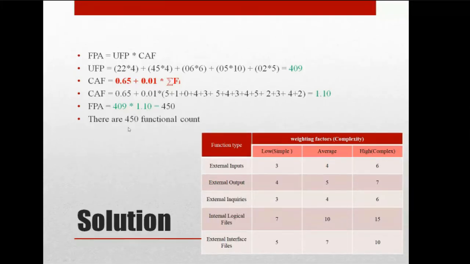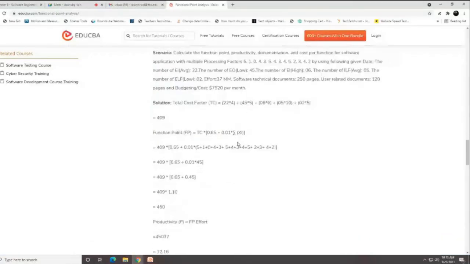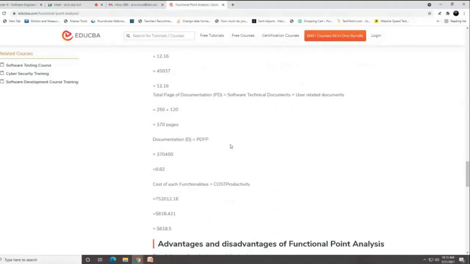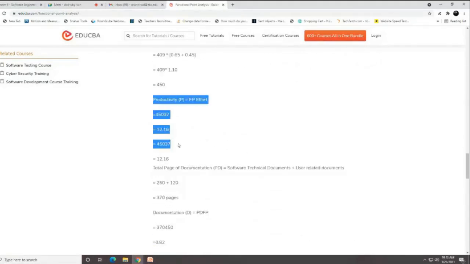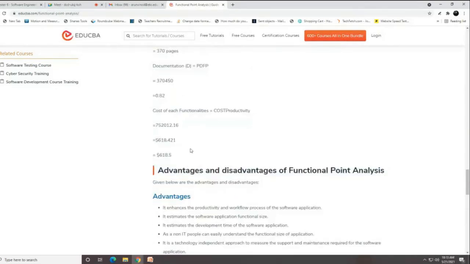So the functional count is 450. 450 functions are there in your project, so you can call it the size of the project. Right? It's a very good example. If you want, you can check it on this website. They have calculated the effort also, right? These things we'll discuss in the next coming class. Okay, fine.